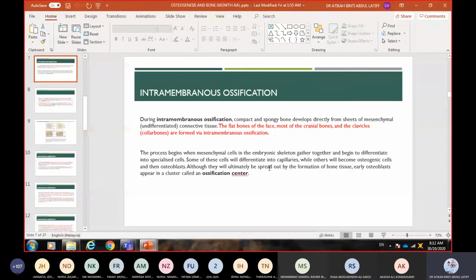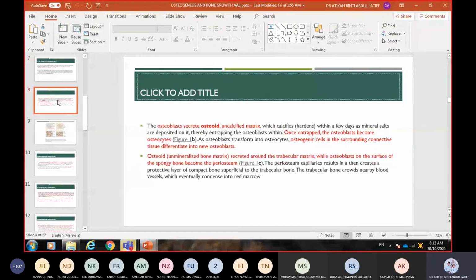Although they will ultimately be spread out by the formation of bone tissue, early osteoblasts appear in a cluster called an ossification center. Okay, the osteoblasts then secrete osteoid or uncalcified matrix, which then hardens, and mineral salts are then deposited. Remember, in bone we have a lot of calcium, mineral salts deposited, and this will trap osteoblasts within the mineral salts. Once the osteoblasts are trapped, they become osteocytes.